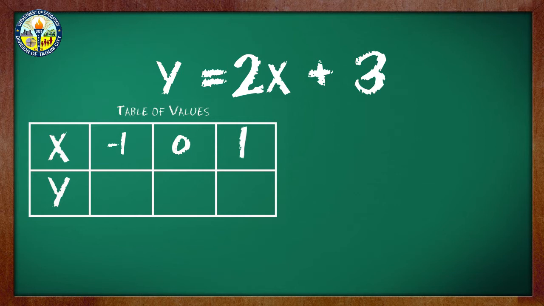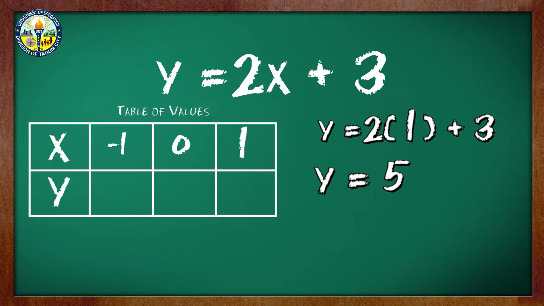What is y when x is 1? Using the equation y equals 2x plus 3, we will substitute x with the given value 1. Then, simplify. So, y becomes 2 times 1 plus 3, which is equal to 5. So, the y value is 5.